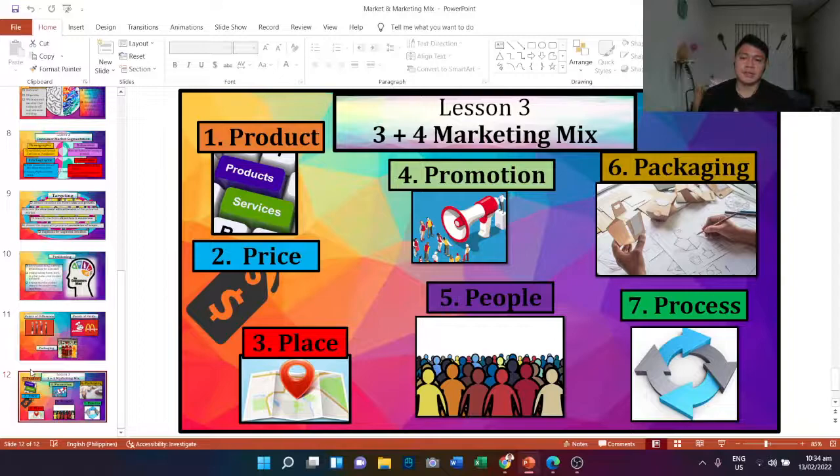Now let's discuss the 7 P's of marketing. The first one is your product. When we talk about product, it doesn't necessarily mean that it should be tangible, something you can touch, something that can be perceived with our senses. Tangible means the sense of touch. A product does not necessarily have to be touchable. A product can also be a service, meaning you give a service.